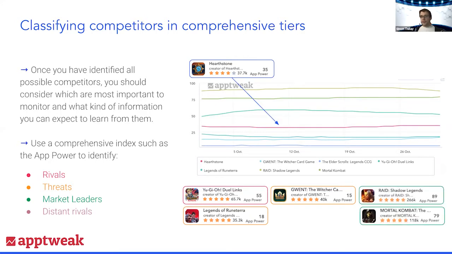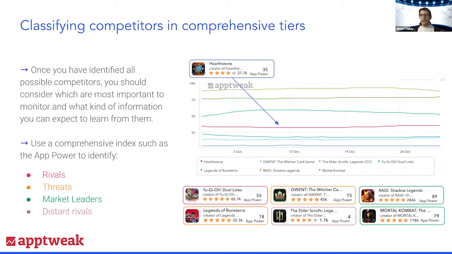A third type of competitors is going to be the market leaders. So here I took the example of Raid Shadow Legends and Mortal Kombat. Both of these are more distant competitors already, but since they might be targeting some of the same audience, and because they have such higher app power, it's nice to have these in mind as market leaders you can learn from by monitoring how they got there.